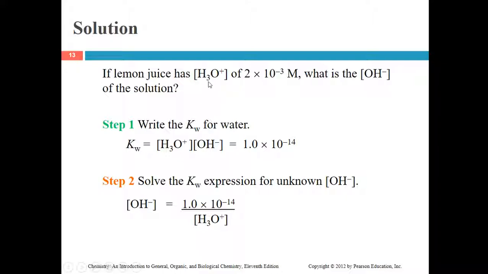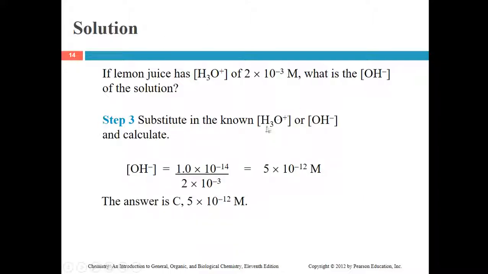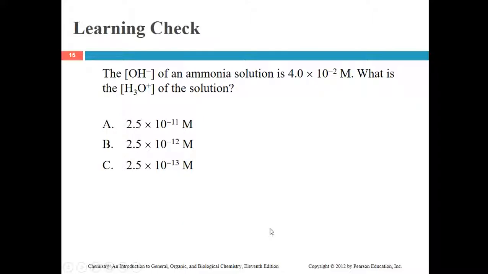We're going to plug in our hydronium ion concentration value because we are solving for our OH, so that means we're going to divide through by our hydronium ion. So we're going to go 1.0 times 10 to the negative 14 divided by 2 times 10 to the negative 3, and when you do that math, you're going to get 5 times 10 to the negative 12 molar. So please make sure you get that when you divide it through. So let's practice another one.